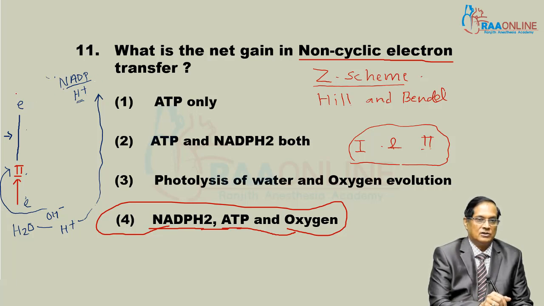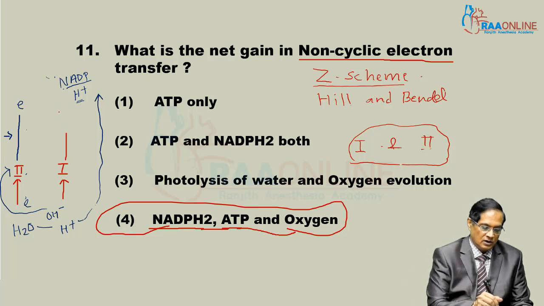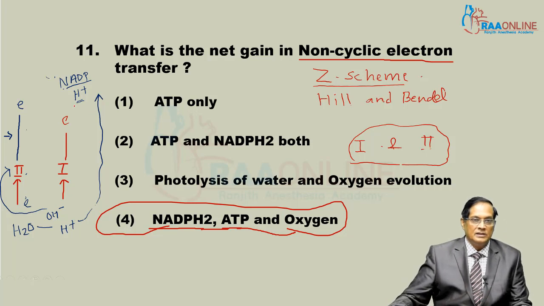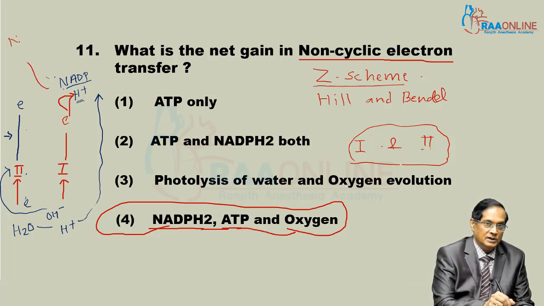So when PS1 is excited, now the role of pigment system 1 comes in. On excitation, that is absorption of light by PS1, there is emission of electrons by PS1. These electrons are immediately utilized by H ions for the formation of NADPH, for the formation of NADPH2.